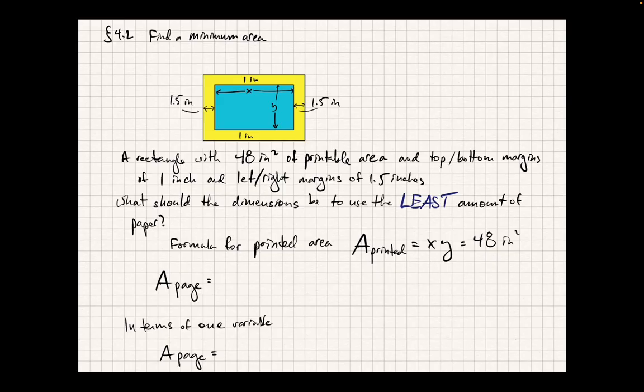So the formula you can use for the overall page would be A equals. I did two areas, so I put a subscript. So it said area for the printed part and area for the overall page: A sub printed and A sub page. Should we look at my options? Everyone stuck on the substitution?